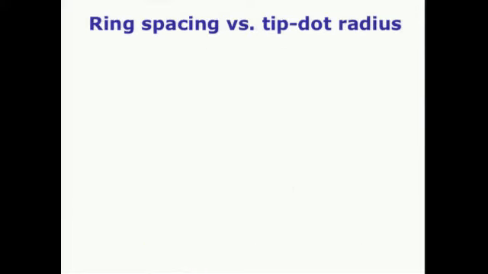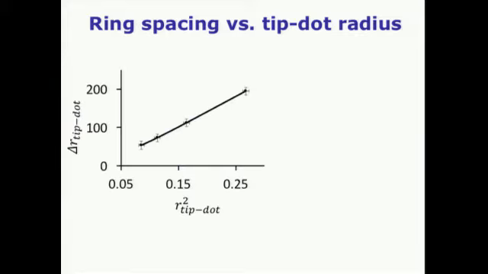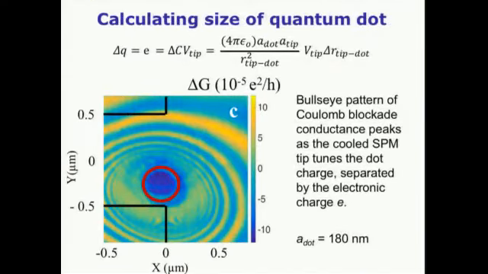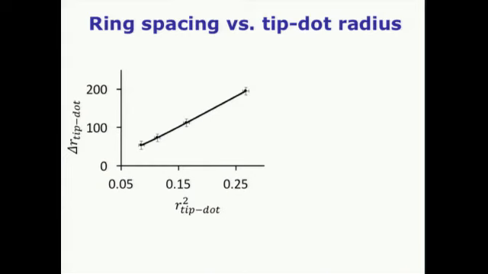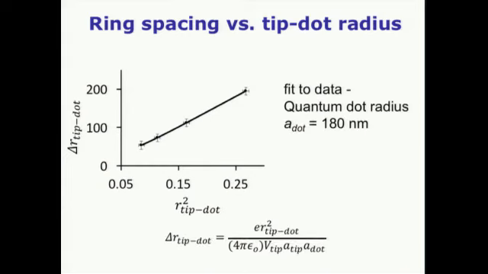If you plot the spacing between these rings versus the square of the distance from the tip to the dot, you have a line. If you just look back at this expression, you have the spacing between the rings and the square of the distance between the tip and the dot. If you plot them against each other, then from the slope of this line, you can calculate the size of the dot, which is also 180 nanometer, just like I mentioned earlier. So there is another way to calculate the size of the dot.